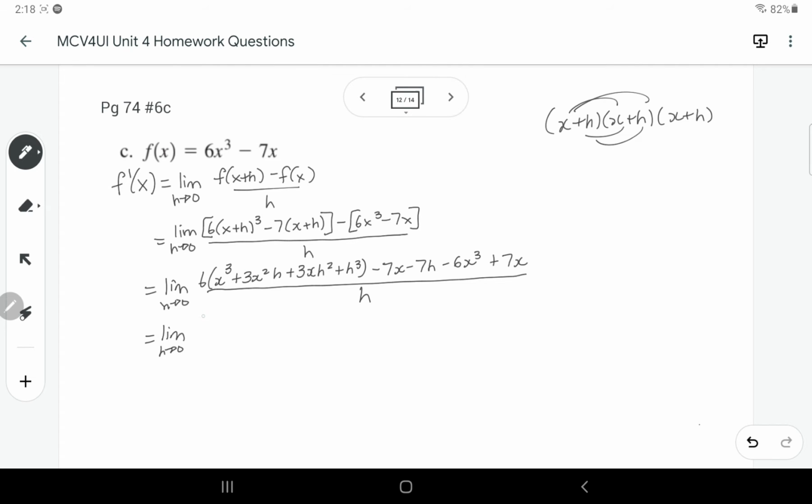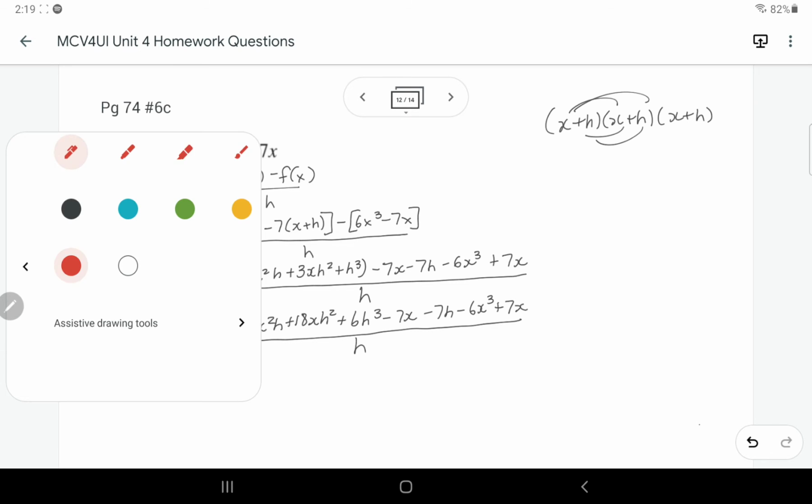So expanding out this bracket, I've got 6x cubed plus 18x squared h plus 18xh squared. Sorry, x squared h on that one. Plus 6h cubed minus 7x minus 7h minus 6x cubed plus 7x. Whew, that's a mouthful.